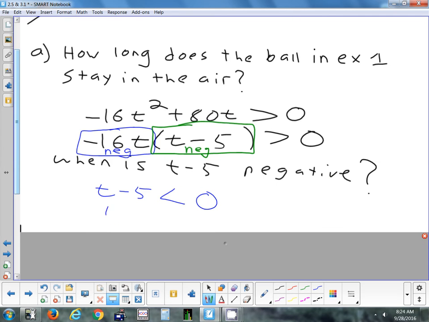Okay, as long as t is less than 5, which means our object is in the air less than 5 seconds. It's in the air exactly like 4.9 repeating seconds. When it hits 5 seconds, the object is back on the ground. Okay, so any questions on that?